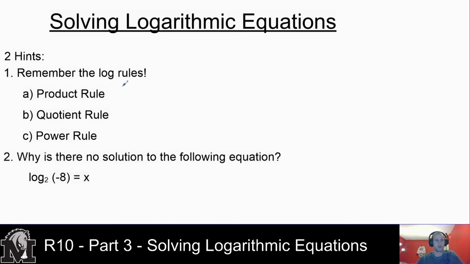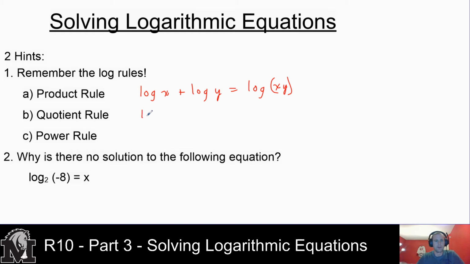So starting with our log rules, the product rule says that when we have a logarithm acting on something, and that's being added to the same logarithm, so this is log base 10 for both of them, acting on something else, we can condense that to be log of the product of our two arguments. So log of x plus log of y becomes log of x times y.